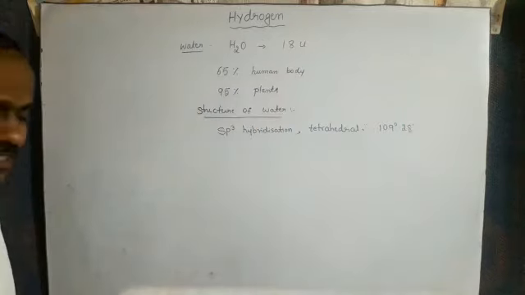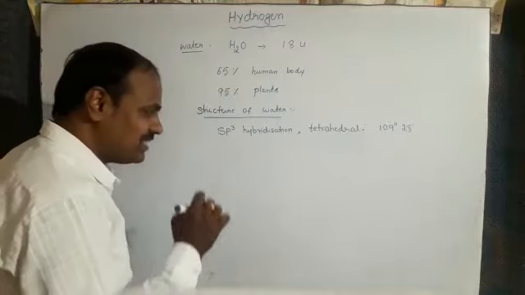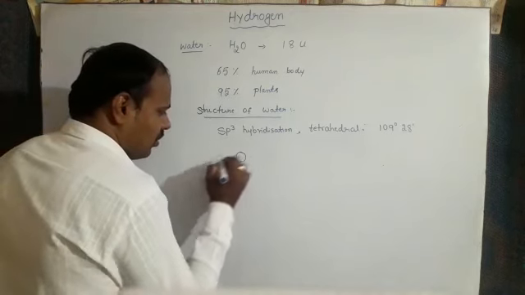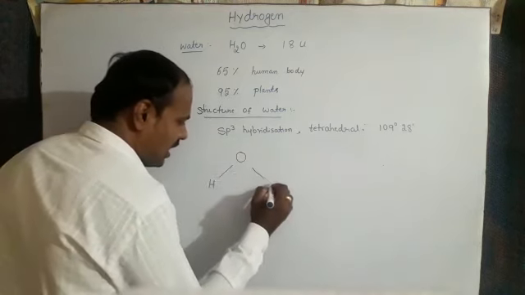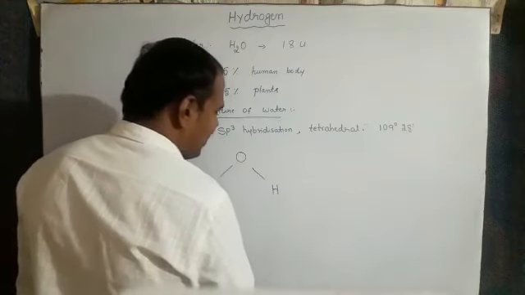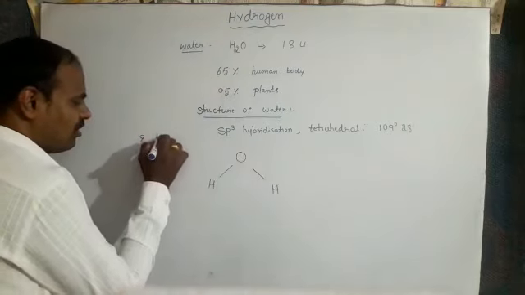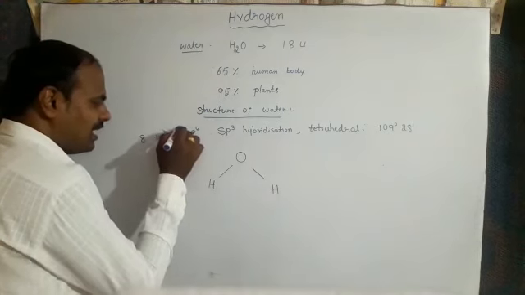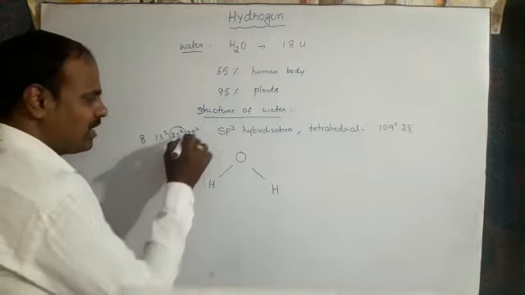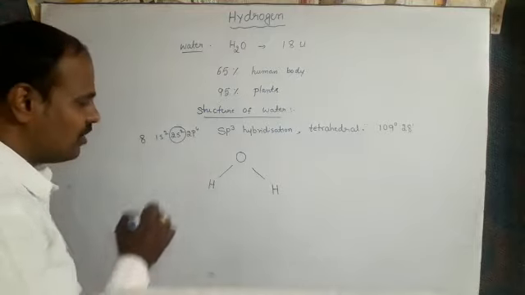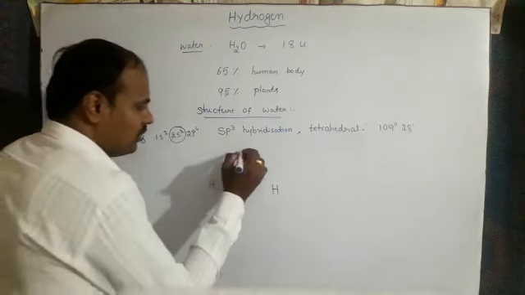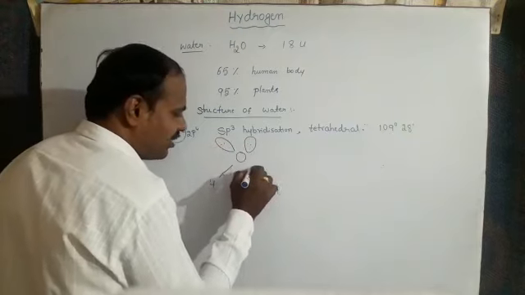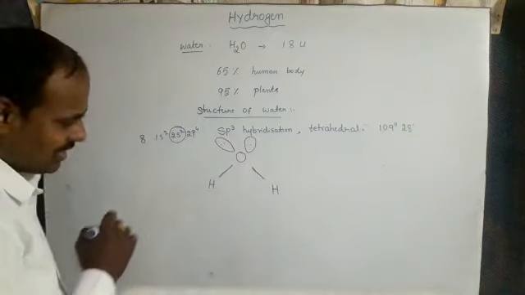But due to the presence of lone pair electrons on oxygen, the atomic number of oxygen is 8, electronic configuration 1s2, 2s2, 2p4. Only 2 electrons are involved in bond formation. The remaining 4 electrons do not take part in bond formation in the oxygen atom. So, 2 lone pairs and 2 bond pairs are present in the water molecule.